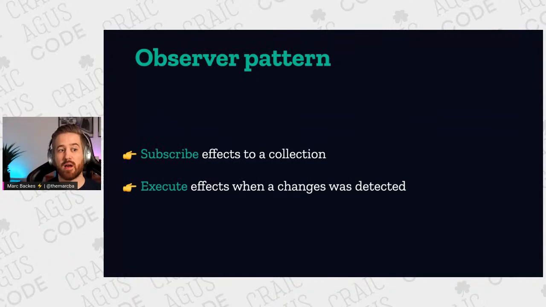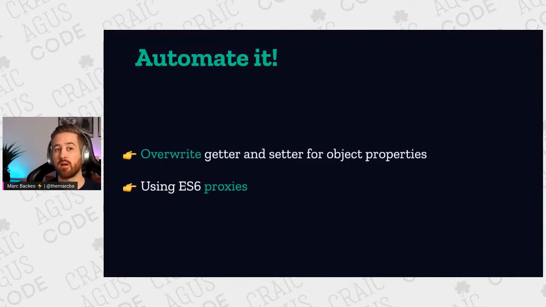In the observer pattern, we subscribe these effects or functions to a collection, a set, but we come to that later. We subscribe those to a collection, and then we execute all the effects when a change happens or when we detect a change. So that's how we implement the observer pattern. But how do we do it automatically? How do we automate it? We override the getters and setters in the object properties. And we do this by leveraging the ES6 proxies, which is probably going to be the most complicated part of this talk, but again, not all that complicated, because we're just going to look at the little part that we are going to leverage.